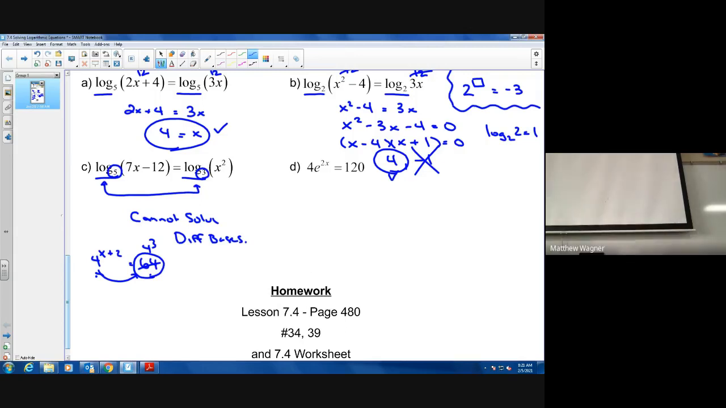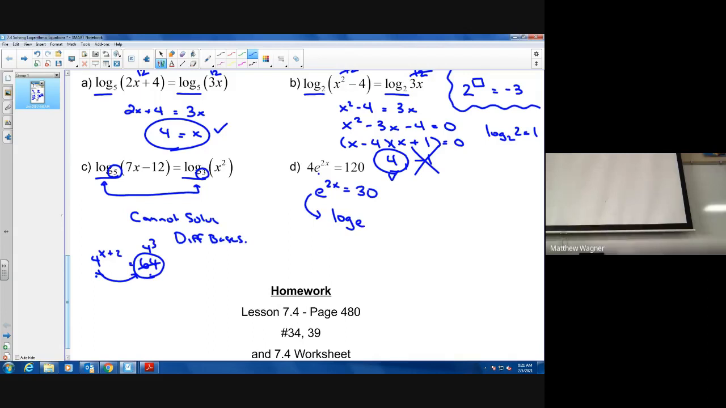The last question we're going to look at here is dealing with the number e again. All right, we're going to try and isolate that value, so we're going to divide both sides by 4. Wind up with e to the 2x equals 30. What we can do is switch this back to logarithmic form to solve, because we want to get that x by itself. I can't divide by 2 or divide by e. That's not how we do it. We undo exponents with logs.